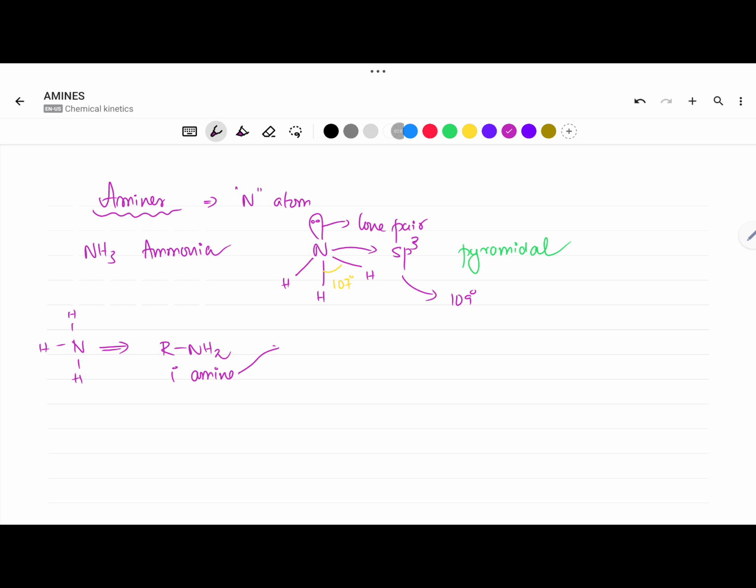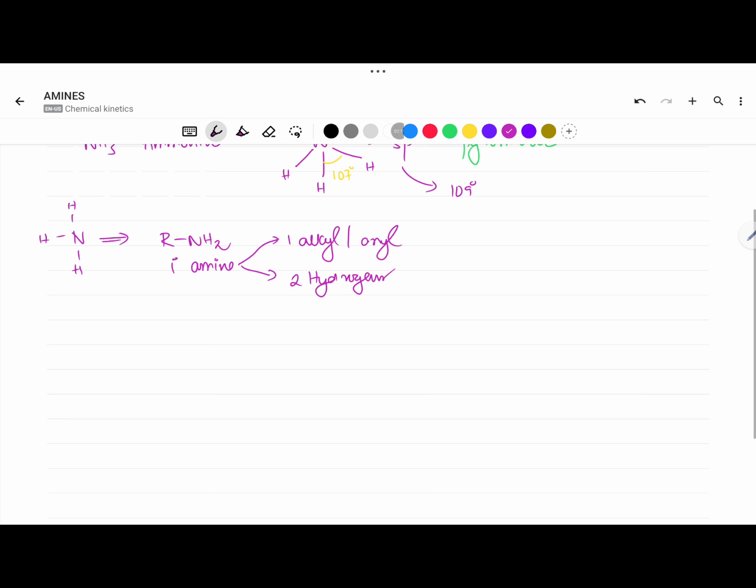So a primary amine has one alkyl group or aryl group, and it has two hydrogens. Okay. So if I talk about secondary amines, then secondary amines are like this. So it has one hydrogen and two alkyl groups.